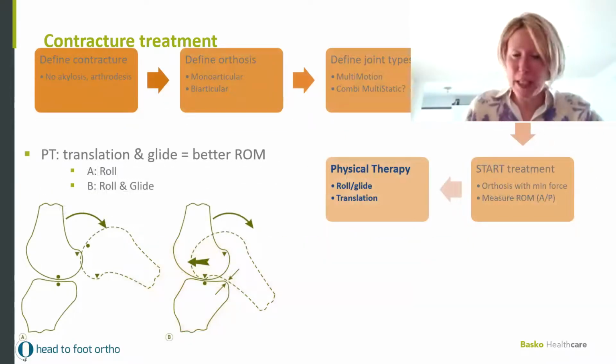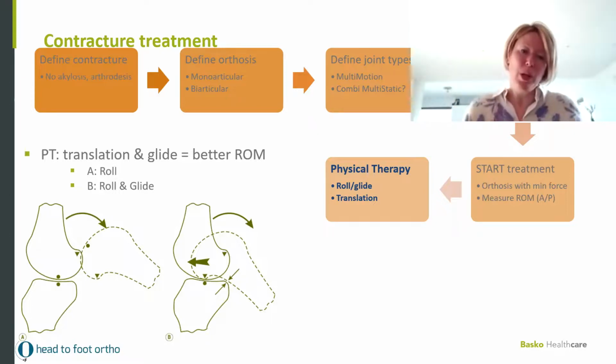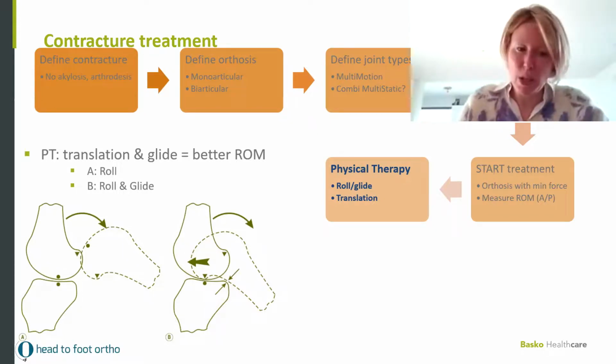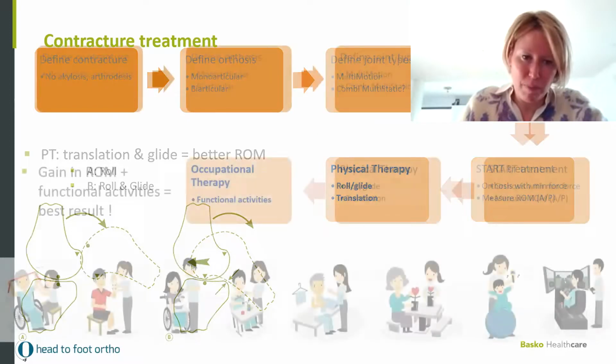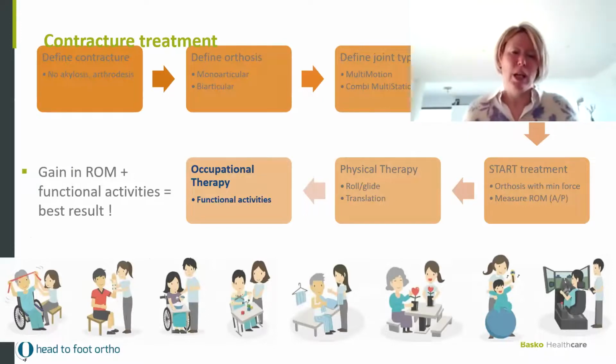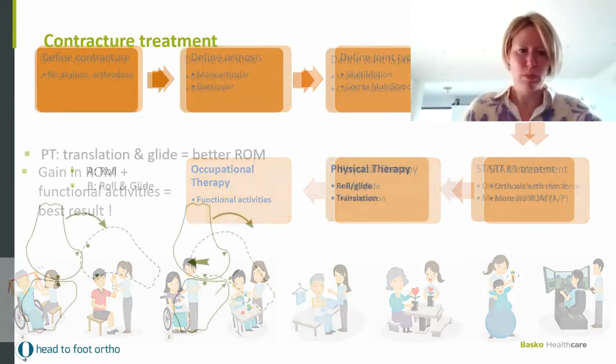And then, of course, we need PT next to the orthotic treatment to make sure that the rolling glide stays sustained. We work with an orthosis really hard on the roll, and it's important for you to work on the glide. So we ask for some translation movements in the articulations once you've gained a little bit of range of motion. Next to the therapy, we think it's very important to use the range of motion and to adapt the functional activities so they can use what they have achieved and gained.